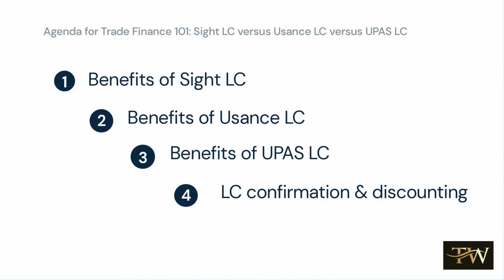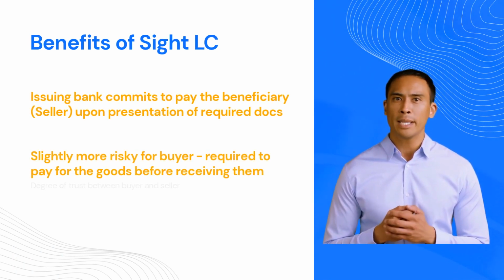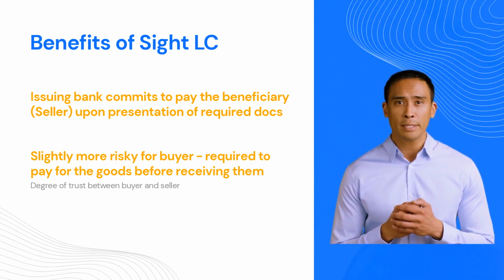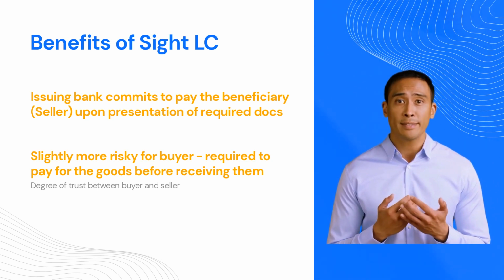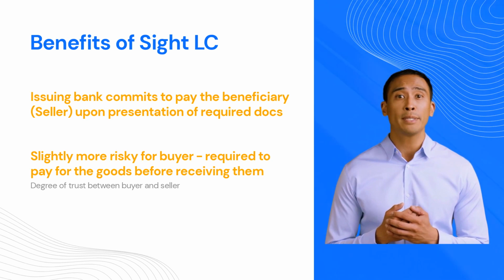Now let's move on to the first part on the benefits of Site LCs. A Site LC is a type of letter of credit in which the issuing bank commits to pay the beneficiary, usually the seller, upon presentation of the required documents. These documents are typically shipping documents such as a bill of lading, invoice, and packing list, which prove that the goods have been shipped and are on their way to the buyer.